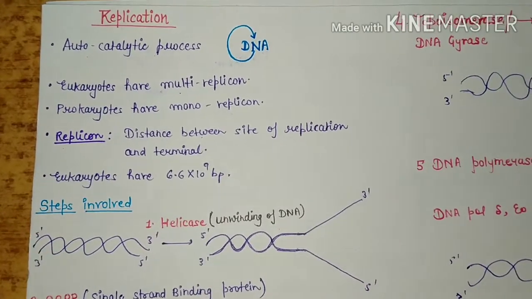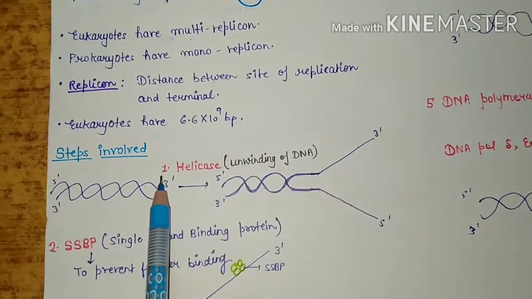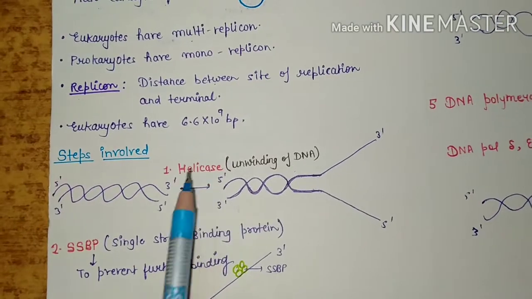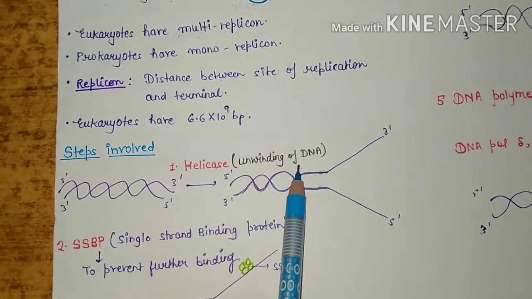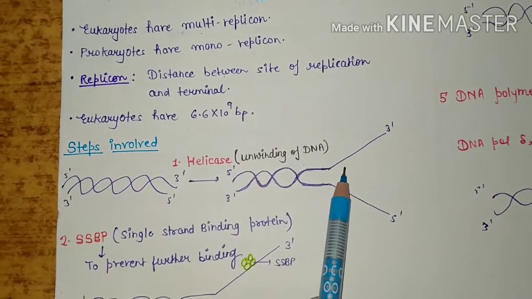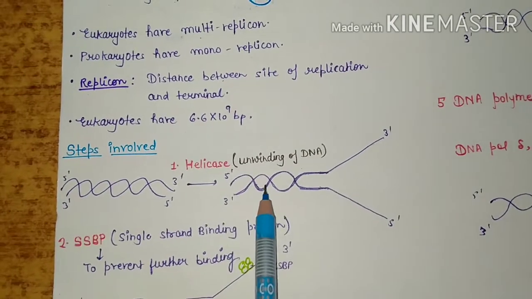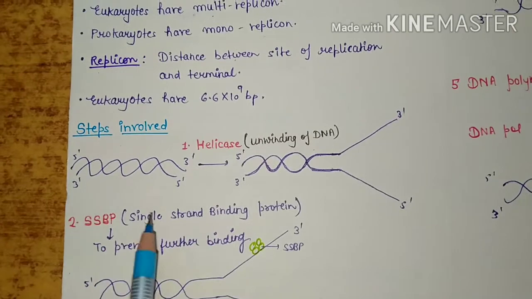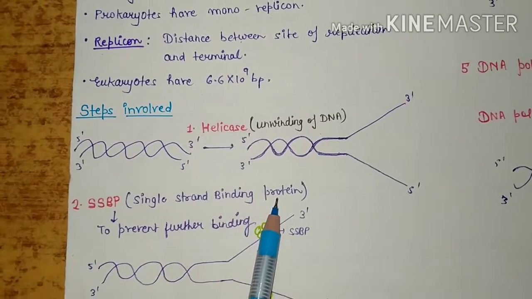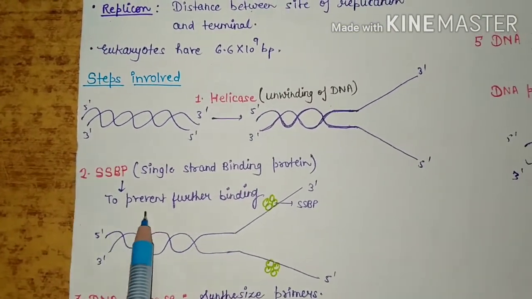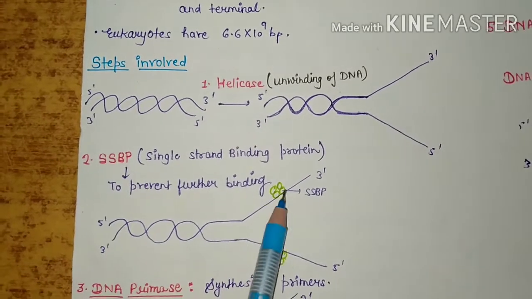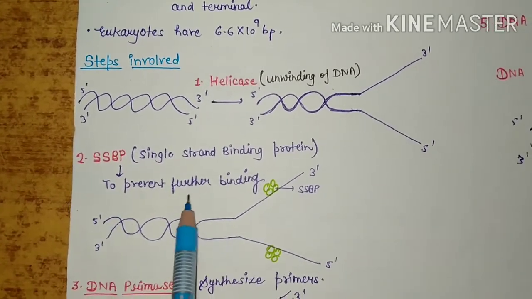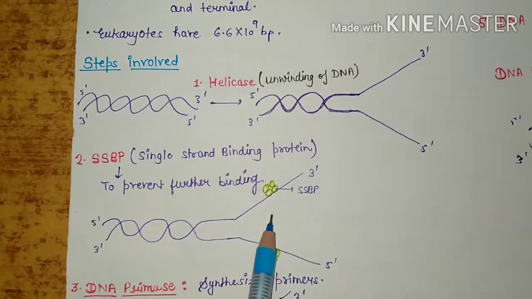So let's start. In the first step, helicase enzyme unwinds the DNA strand by breaking the hydrogen bond. It just breaks the hydrogen bond. SSBP, single strand binding protein, comes to prevent further binding. It attaches to the DNA strand to prevent the further binding of the hydrogen bonds.